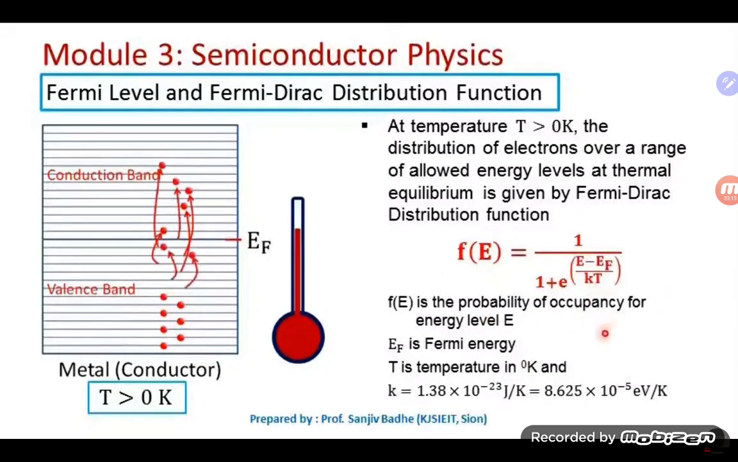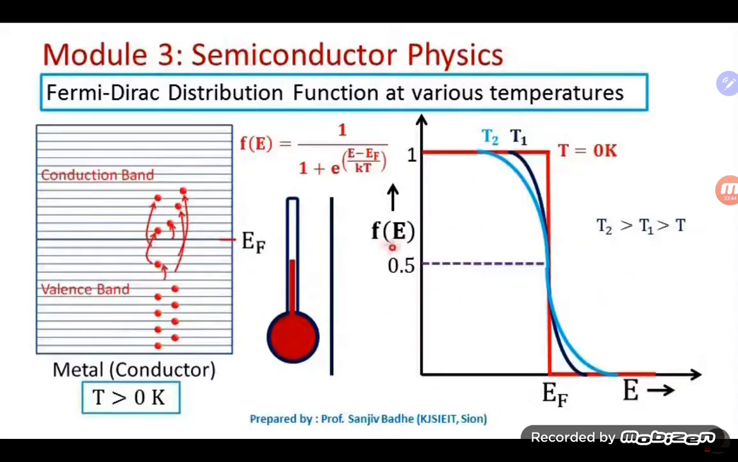Here this k is the Boltzmann constant, its value is 1.38 into 10 raised to minus 23 joules per degree Kelvin. But if you are writing E minus EF in electron volts, then k must be written in electron volts per degree Kelvin, and its value will then be 8.625 into 10 raised to minus 5 electron volts per degree Kelvin, which can be obtained by dividing the value in joules per degree Kelvin by 1.6 into 10 raised to minus 19.